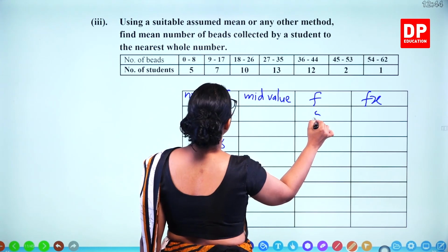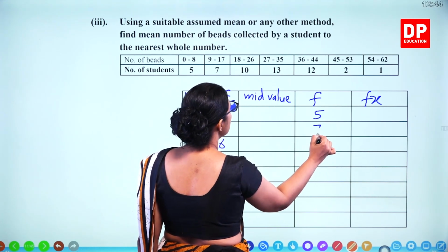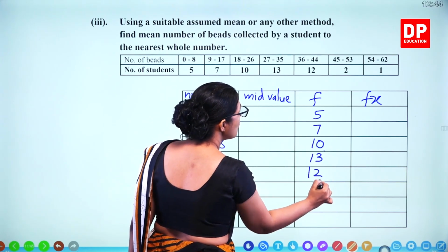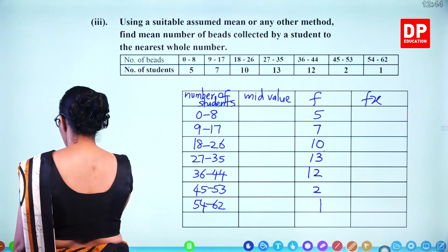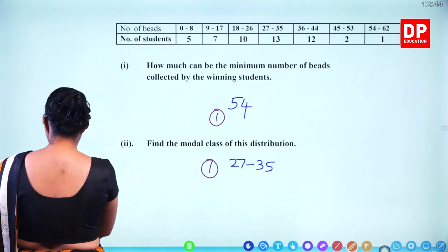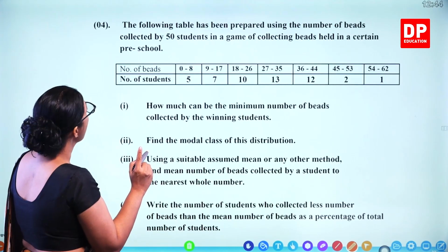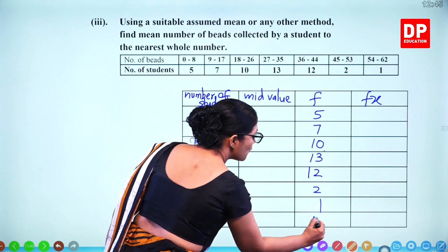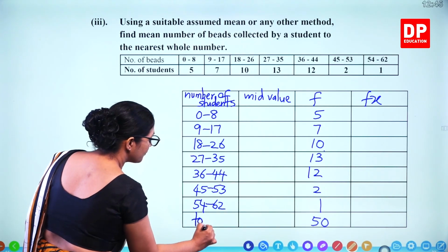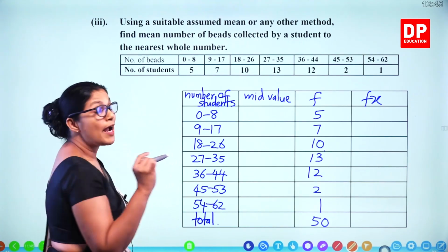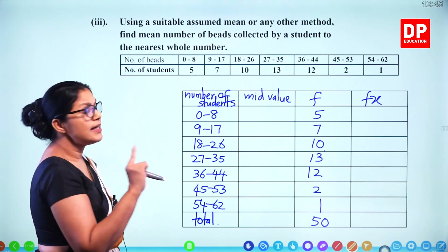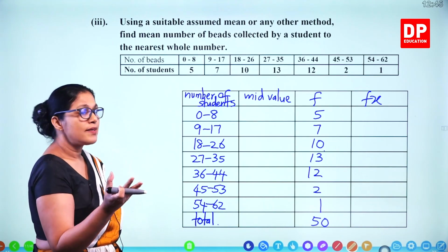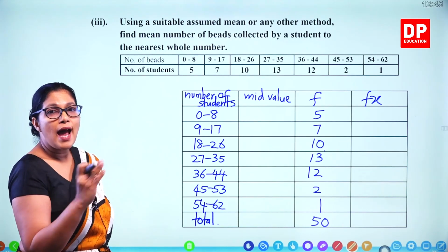Frequencies 5, 7, 10, 13, 12, 2, 1. And how many students? In the question it was there: 50 students. So this total is 50. How do we find the mid value? We add and divide by 2. These are class limits. Either class limits or class boundaries, we add and divide by 2.